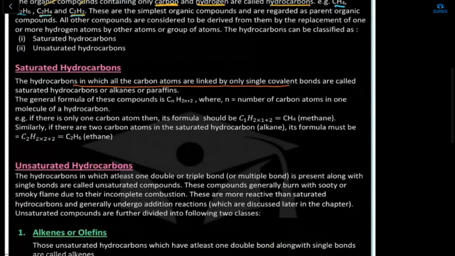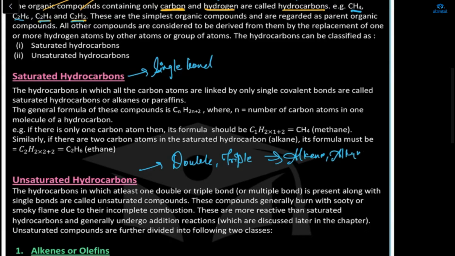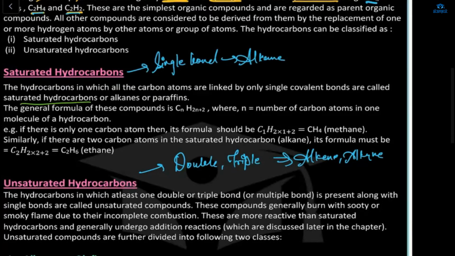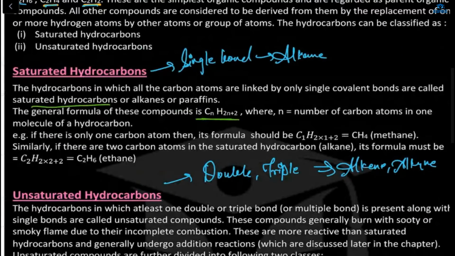Now we will go with the definitions. First is your saturated. Saturated means your single bond. And what about your unsaturated? Unsaturated means your double, or we can say triple bond, which is your alkene and alkyne. And here your alkane is the single covalent bond, which is known as saturated. The formula of alkane is CnH2n plus 2. And what is n? n is the number of carbon atoms, or we can say a positive integer. So we can take a value of n as 1, 2, 3, 4, 5, anything.